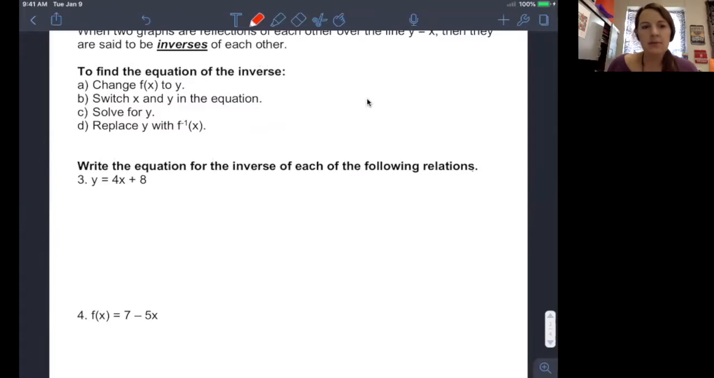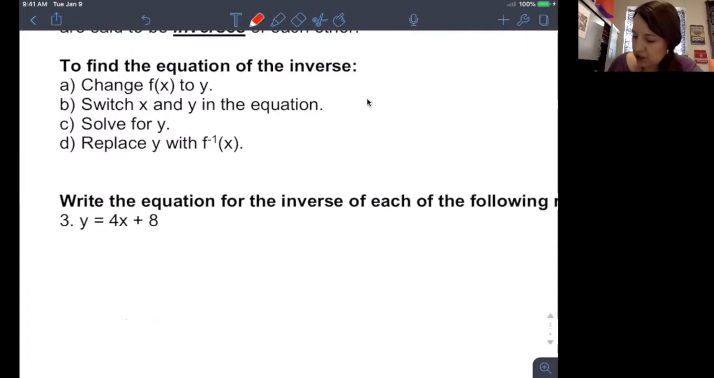Step 2 says we're going to switch the x and the y in our equation. That just means that we're going to look at our x and our y and swap places with them. So instead of y equals, we have x equals 4y plus 8, because we're reflecting it across the line y equals x. So now our y is equal to the x and our x is equal to the y. Like our ordered pairs where we just swapped our x and our y value, we're doing the same thing with our variables.